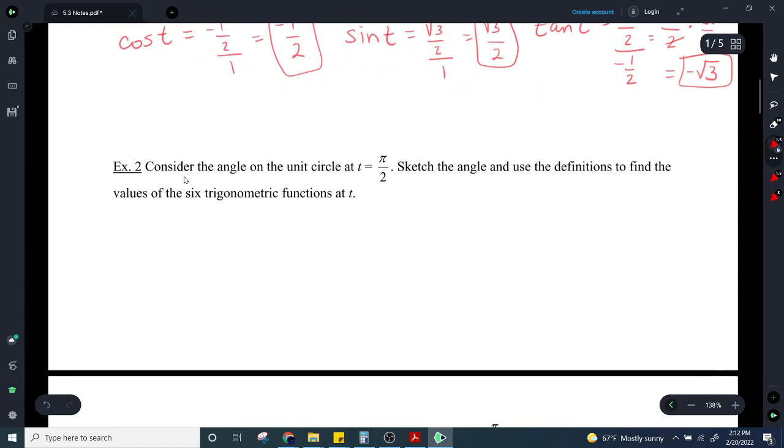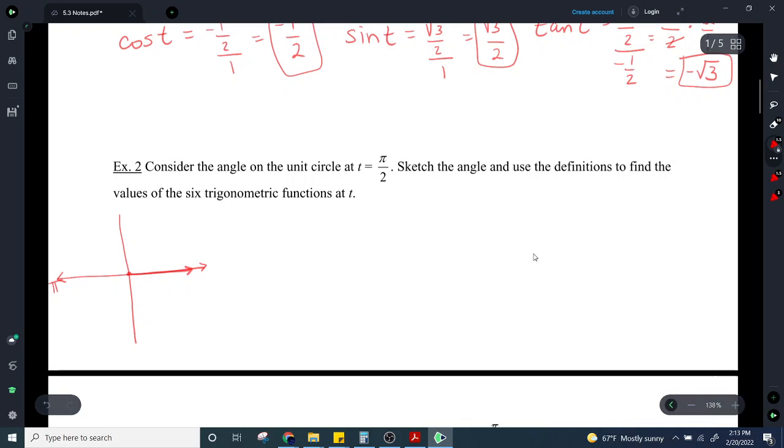All right, then it says, example 2, consider the angle on the unit circle at pi over 2. Let's make a sketch of this first of all. So pi over 2 radians would appear where? Let's think about that for a second. We start out on the positive x-axis, and since it's a positive angle, I'm going to rotate counterclockwise. Remember, this angle over here is 180 degrees, which is also pi.